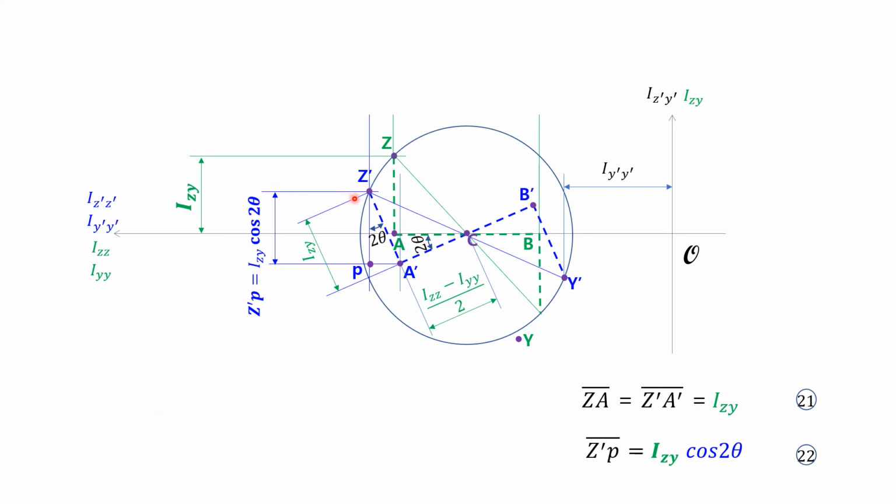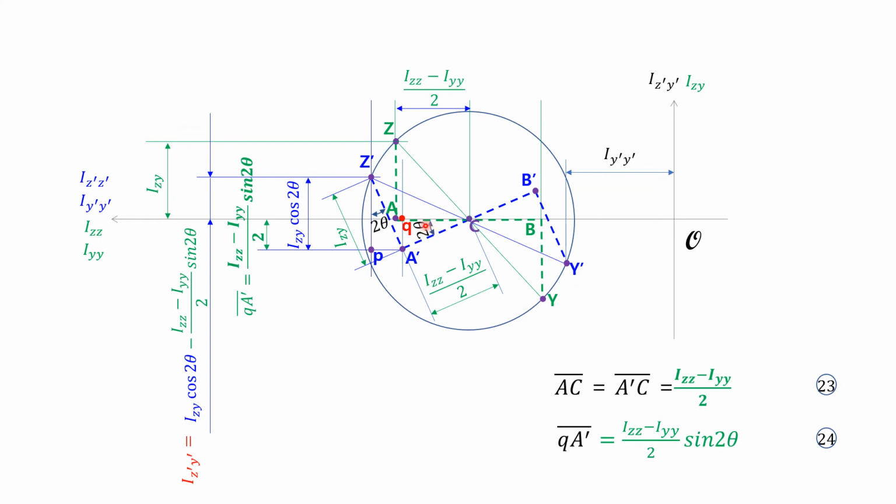First, let's calculate the length Z prime P, which is the vertical length of Z prime A prime. Since the green dotted line and the blue dotted line are exactly the same, the line segment ZA is the same as Z prime A prime and can be expressed as the equation 21. Since the rotation angle of coordinate axis is 2 theta, the length of Z prime P can be expressed as the equation 22.